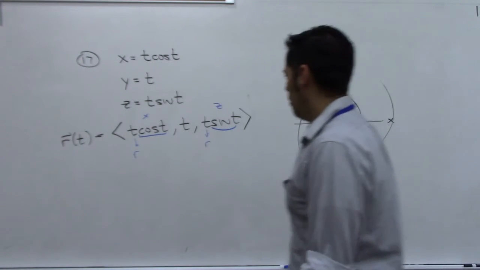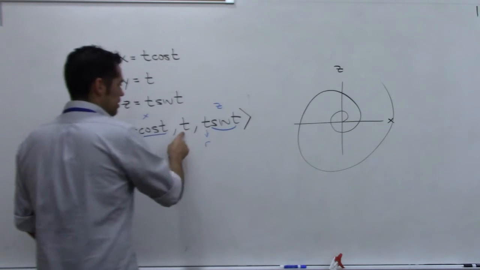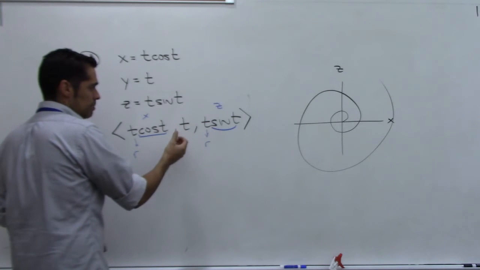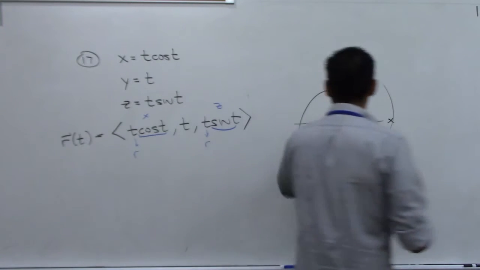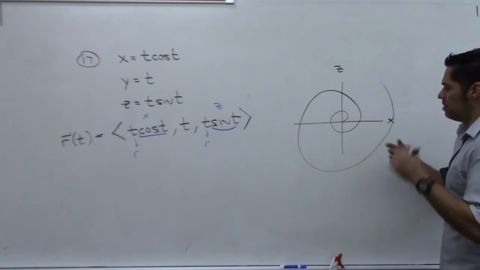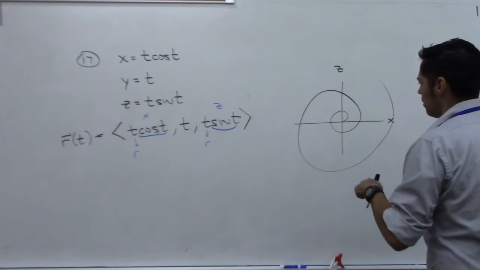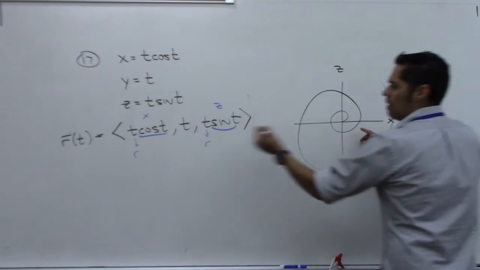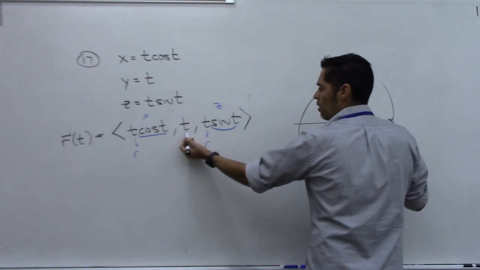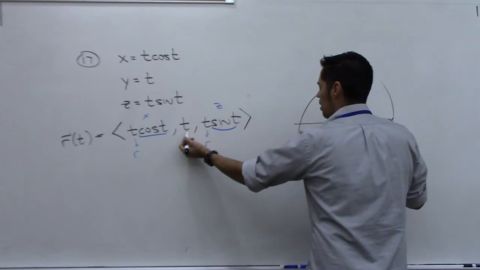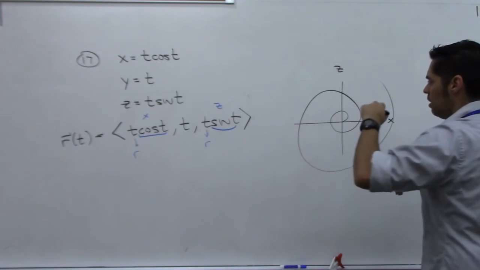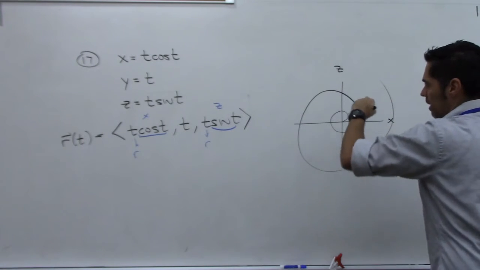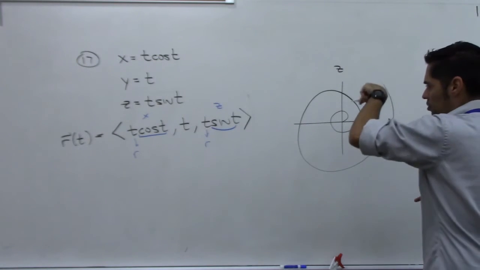And then in the y direction, the y value just gets bigger. As t gets bigger, the y value gets bigger. So imagine that as you're drawing this, the y axis is going away from us because of the right hand rule. You start in the middle, your y component is zero, and then as you start to draw this, your y starts to get bigger, so you're going into the page like this as you're drawing it.